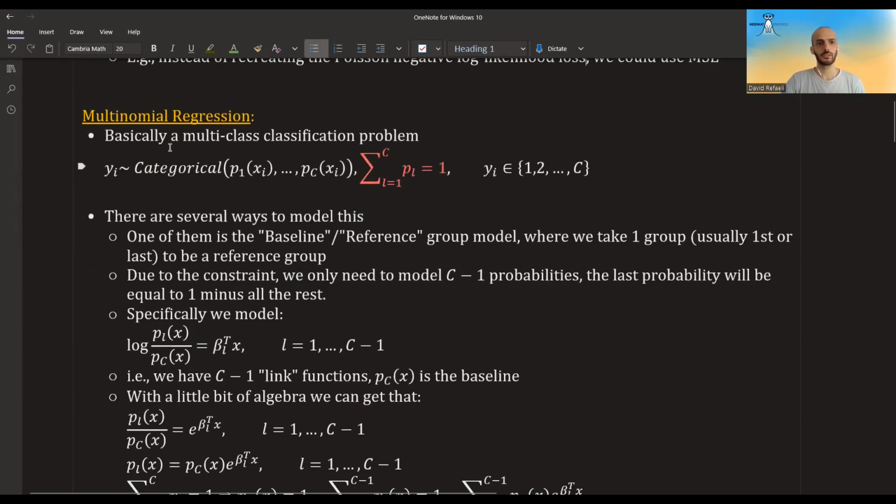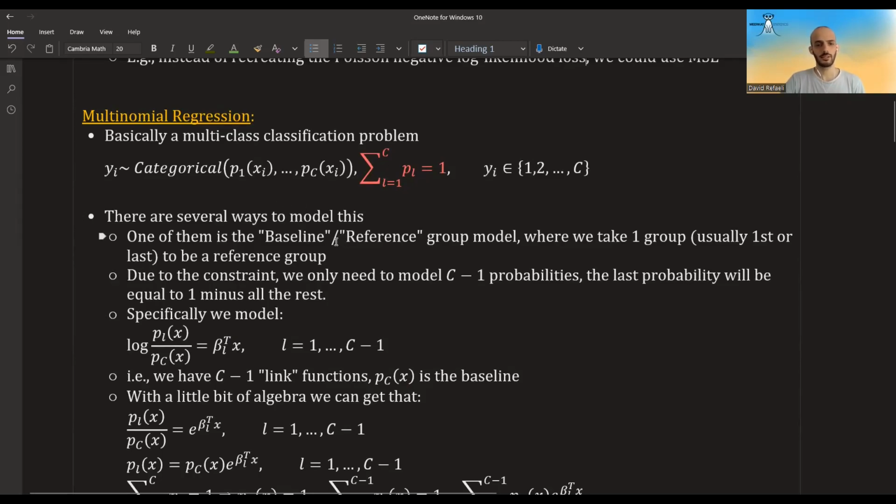In the multinomial regression, it's basically a multi-class classification problem. We assume that our targets are distributed categorical with C different probabilities, a probability for each class. And Y is basically some integer between 1 and C. So it gets 1 if it's in class 1, and it gets C if it's in class C. And there is a constraint here: the probabilities have to sum up to 1. And so there are several ways to model multinomial regression.